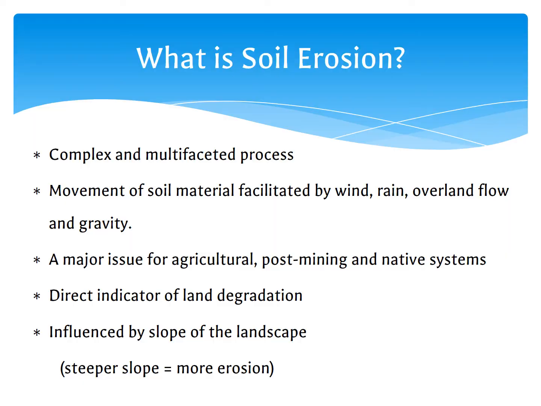Soil erosion is a complex and multifaceted process that can be defined as a movement of soil material by processes of wind, rain, overland flow, and gravity. Soil erosion is a major issue of agricultural, post-mining, and native systems, and is also a direct indicator of land degradation. Soil erosion can be measured and can indicate the success of rehabilitation or as a process of designing landscapes for rehabilitation. Different soil types vary in the susceptibility to erosion.